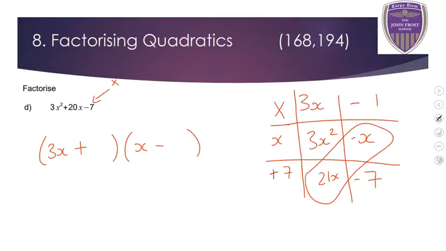That works now. 21x minus x. So this is changed as well. So 3x minus 1, x plus 7. Okay? And that's how we do that one.